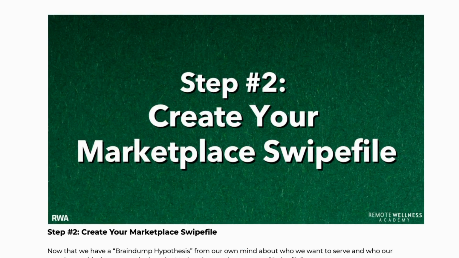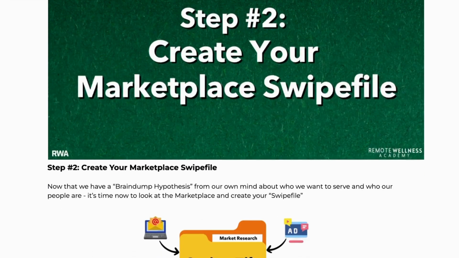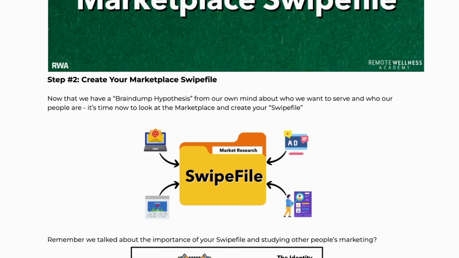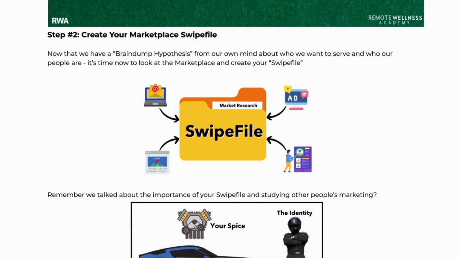All right, team, step number 2, which is going to be creating your marketplace swipe file. Now that we have the brain dump hypothesis, a general brain dump of the type of person that we might want to help. Remember, this is just a hypothesis, that we might want to serve. What we're now going to do is look at the marketplace and create what is called a swipe file.